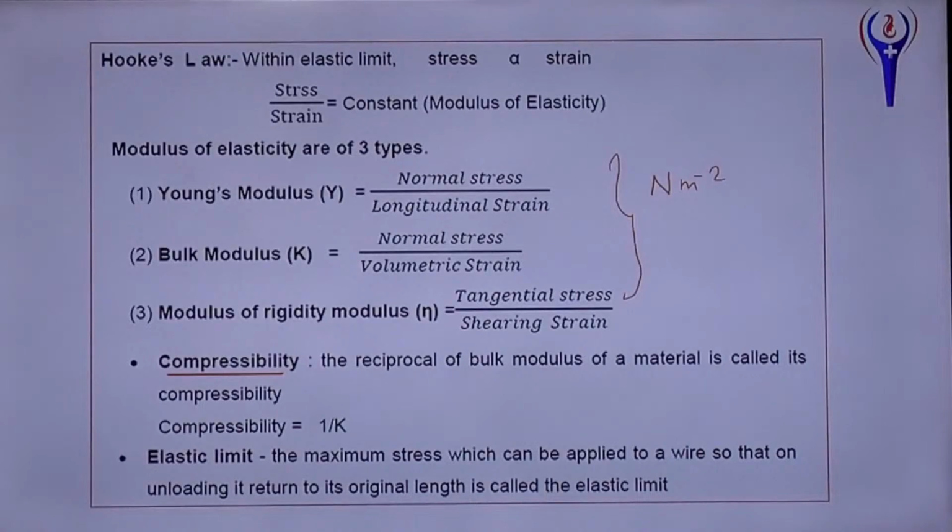Compressibility. Compressibility is the reciprocal of bulk modulus, that is, compressibility equal to 1 by K. Elastic limit is the maximum stress which can be applied to a wire so that on unloading it returns to its original length. That is called elastic limit.